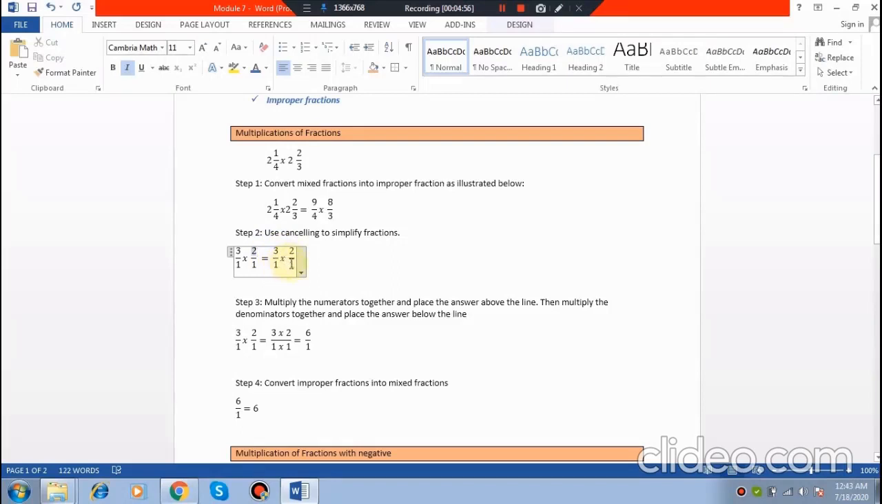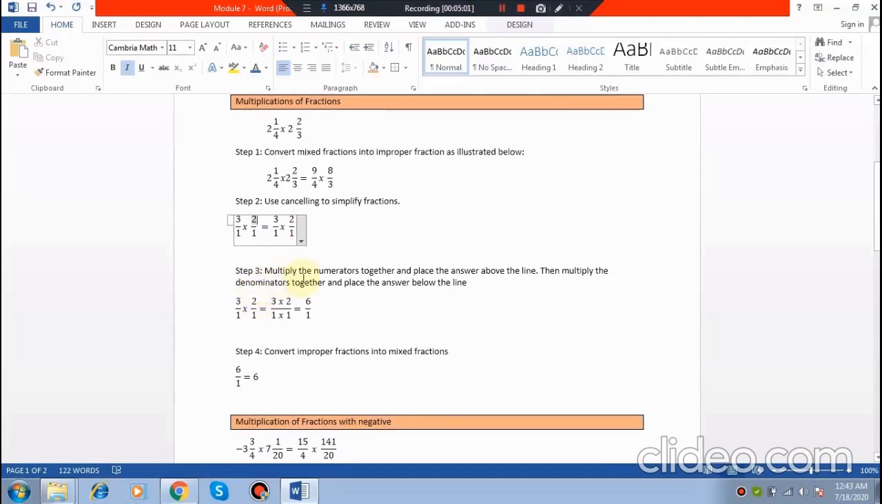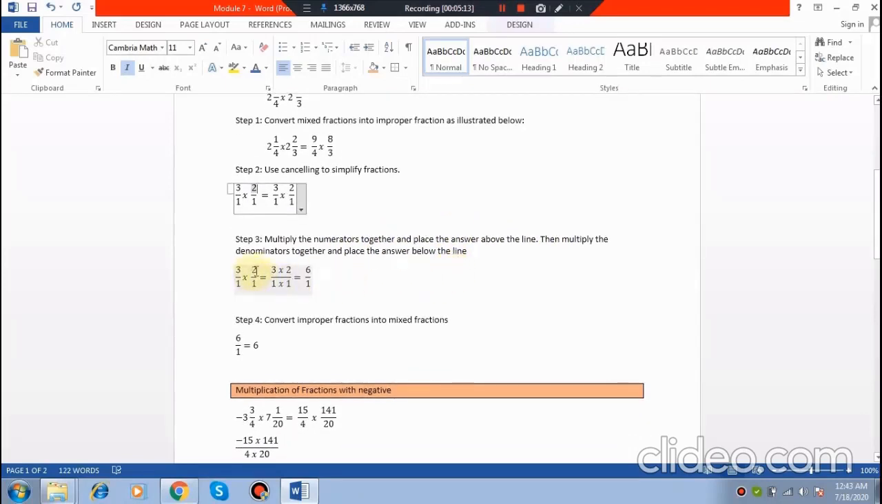Can we simplify it further? Yes. Okay, so the next step is to multiply the numerators together and place the answer above the line. Then multiply the denominators together and place the answer below. So we're now multiplying the numerators and also multiplying the denominators. So 3 times 2 over 1 times 1.